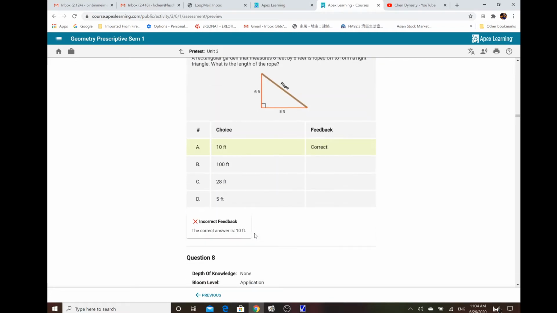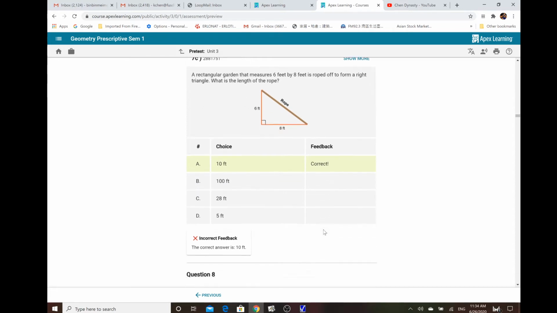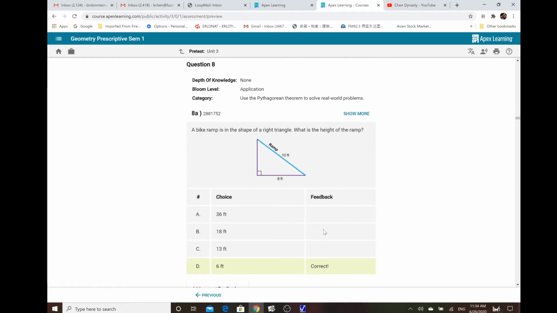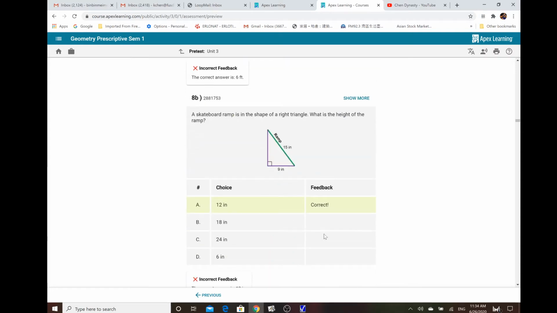Alright, so far so good, and it's all about the Pythagorean triples. Okay, so this one is 6, 8, and 10. We can use the Pythagorean theorem for this. Obviously, this one is a 6, 8, 10 Pythagorean triple. And this one too, 9, 12, and 15.